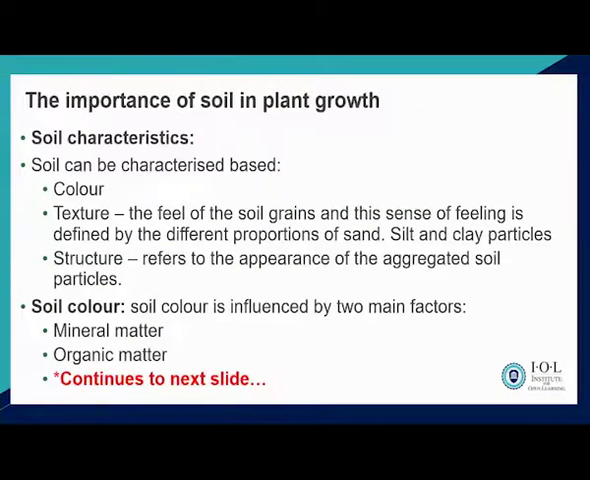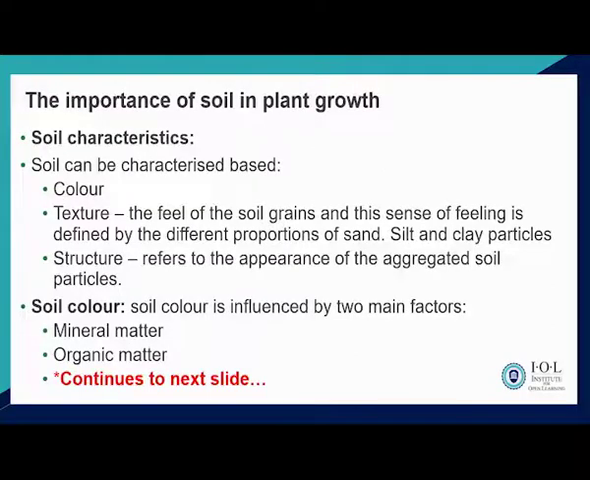Moving on to the next unit, which is the importance of soil in plant growth. What are some of the soil characteristics, or how do we characterize the different types of soil that we encounter? It can be done based on the color of the soil, based on its texture, how it feels, or the feel of the soil grains, and this sense of feeling is defined by the different proportions of sand, silt, as well as clay particles. The last way of characterizing a soil is based on its structure, which refers to the appearance of the aggregated soil particles.